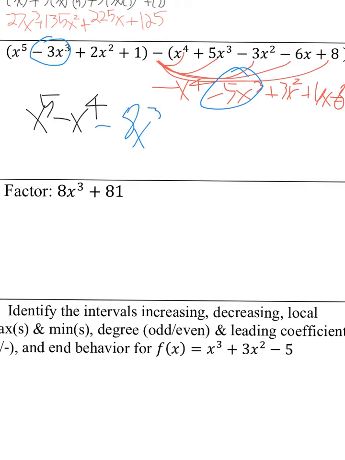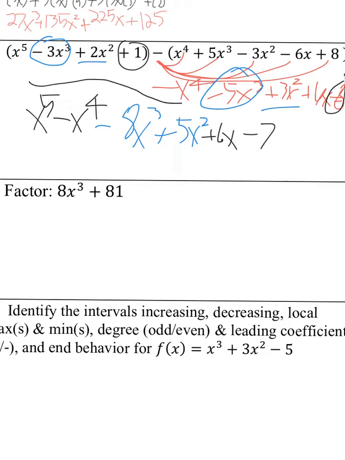And do we have anything squared? We have 2x squared, 3x squared. So that's 5x squared. Do we have anything to the just x? We have this plus 6x on the side, so plus 6x. And then we have, of course, 1 and minus 8, so that'll make minus 7. And that right there is the final answer to number 4.